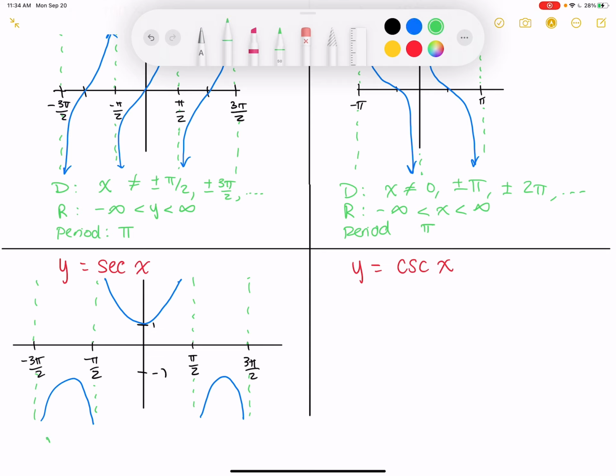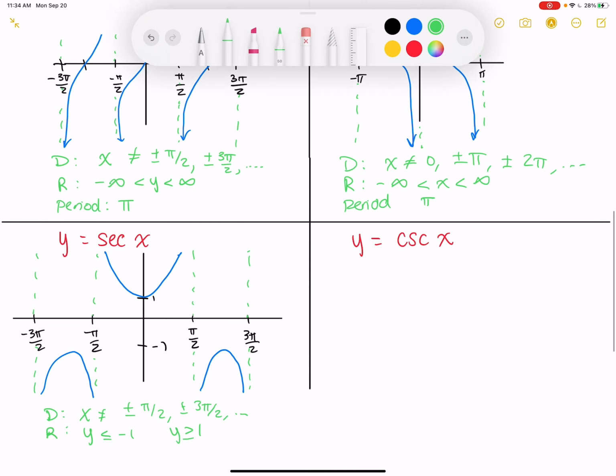The domain for this one is going to be x not equal to plus or minus pi over 2, plus or minus 3 pi over 2, dot, dot, dot. Range is y less than or equal to -1 or y greater than 1. Or well, I guess technically greater than or equal to 1. And then the period, 2 pi.